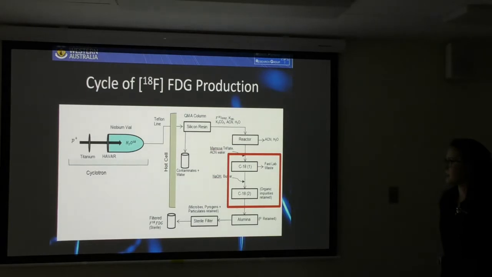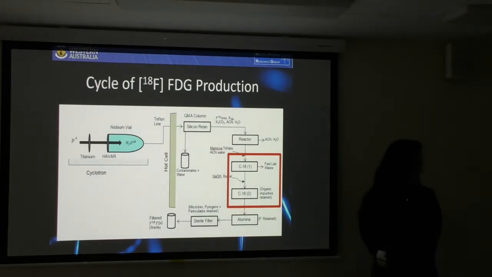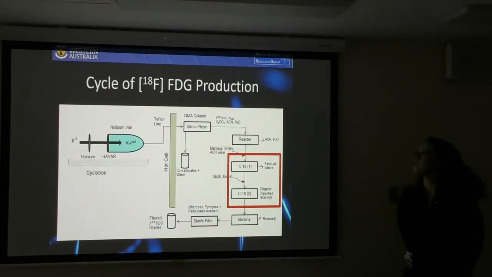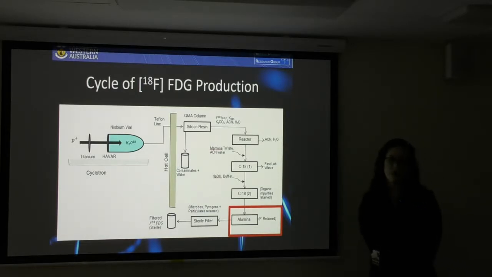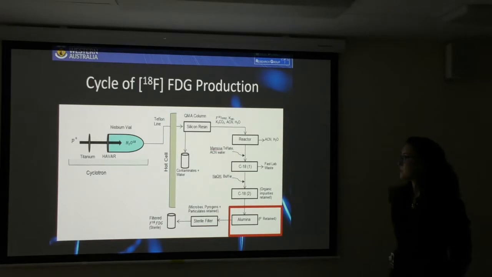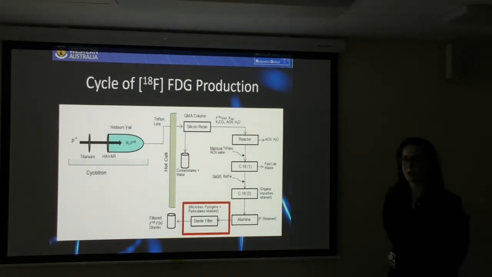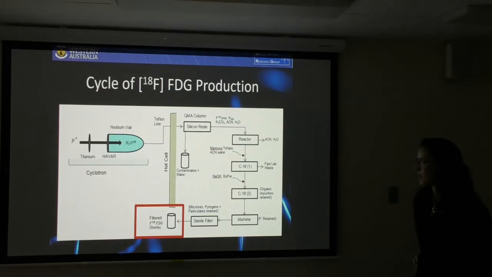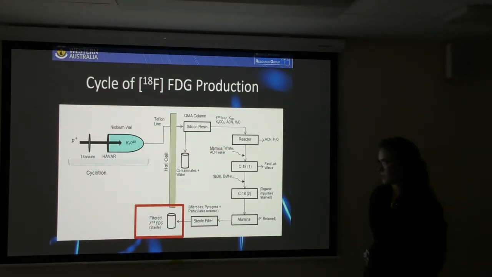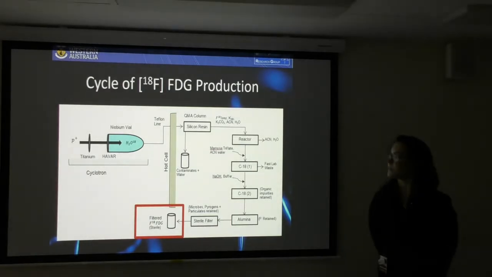After that, they are passed through a C18 column. This is where the protective groups are removed. Further purification is then done through an alumina column. This will remove any unreacted fluoride. The last filtration process is through a sterile filter. This removes any microbials that may have entered during the system. And then last but not least, we have our filtered F18 FDG product.